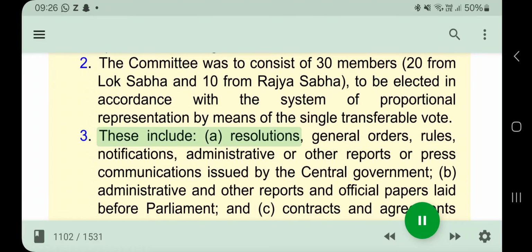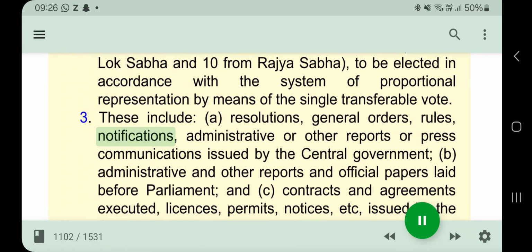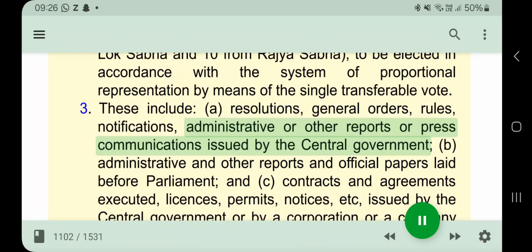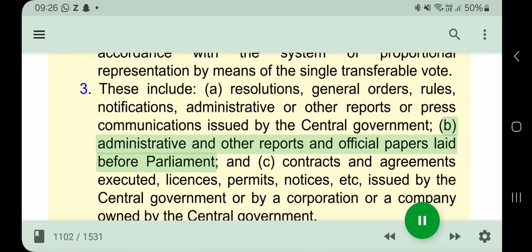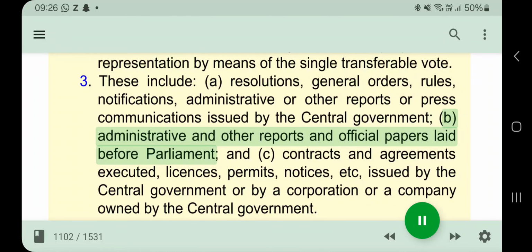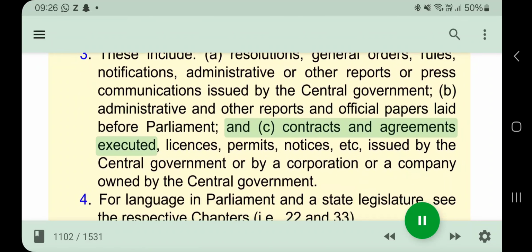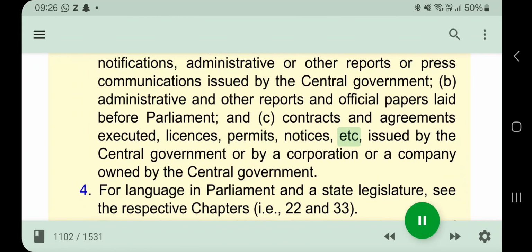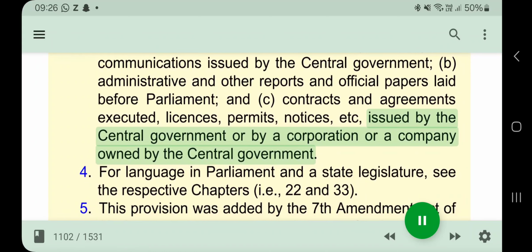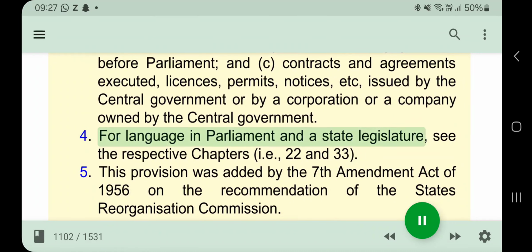3. These include: a. Resolutions, general orders, rules, notifications, administrative or other reports or press communications issued by the central government. b. Administrative and other reports and official papers laid before Parliament. And c. Contracts and agreements executed, licenses, permits, notices, etc., issued by the central government or by a corporation or a company owned by the central government. 4. For language in Parliament.